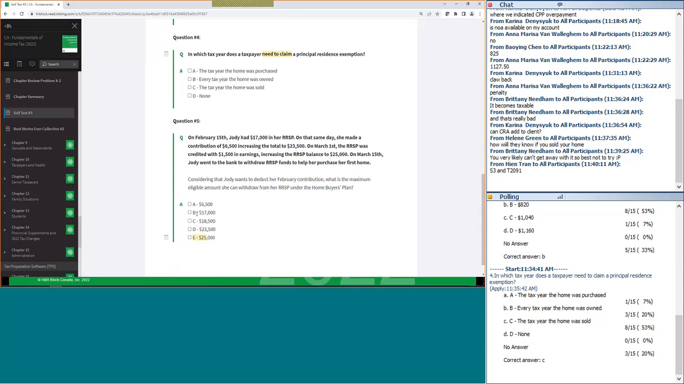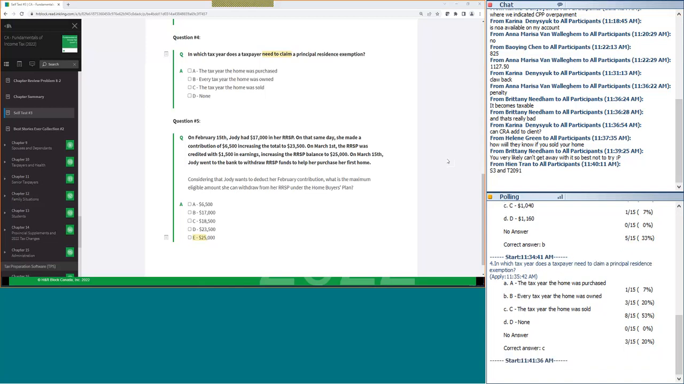On March 15th, she went to the bank to withdraw funds to help her purchase her first home. She wants to claim the deduction in February. She wants that to be a deduction. So what is the maximum that she can withdraw from her RSP under the home buyer's plan? And you have options here, A, B, C, D, and E. This is a trickier one, but give it a try. If you haven't tried it, think about it now and see what you get. And I will talk you through it when we're done.